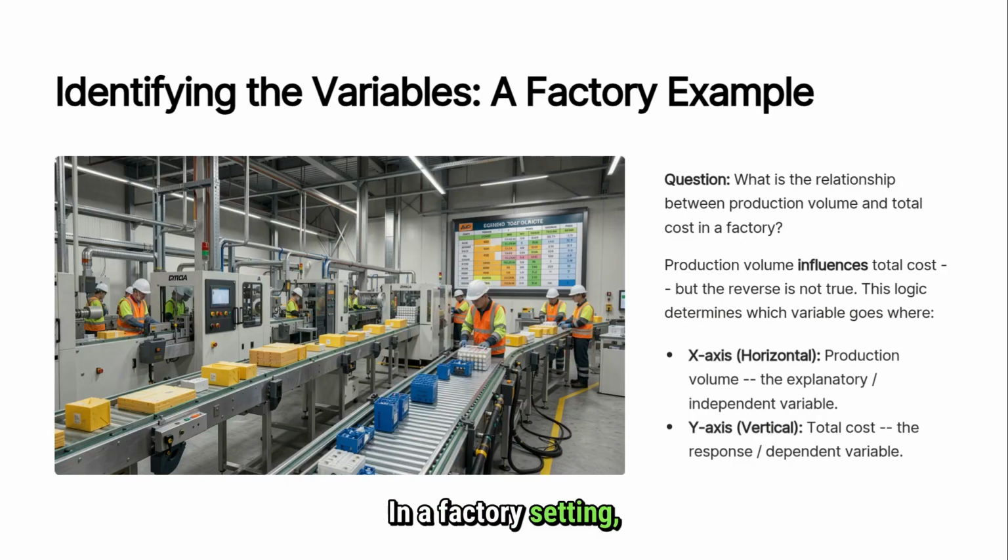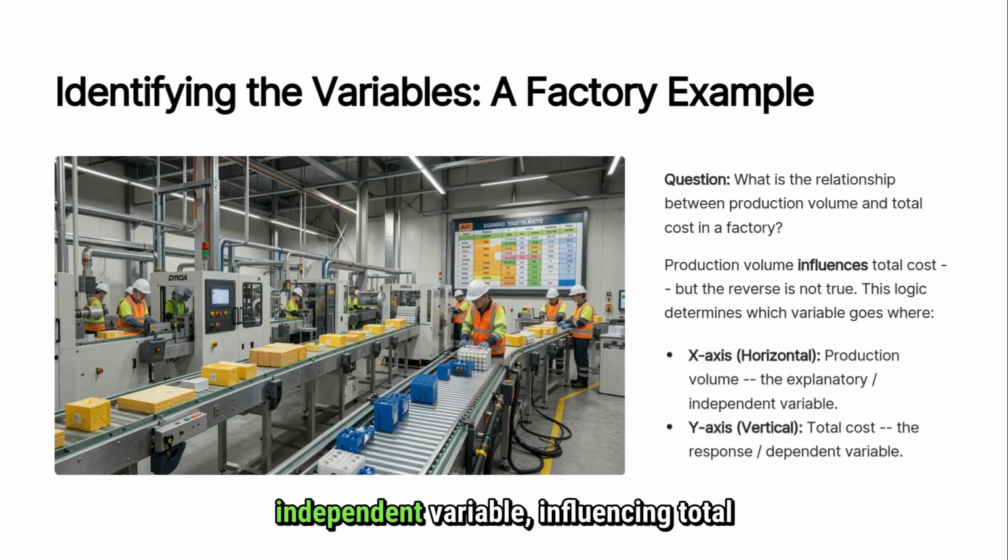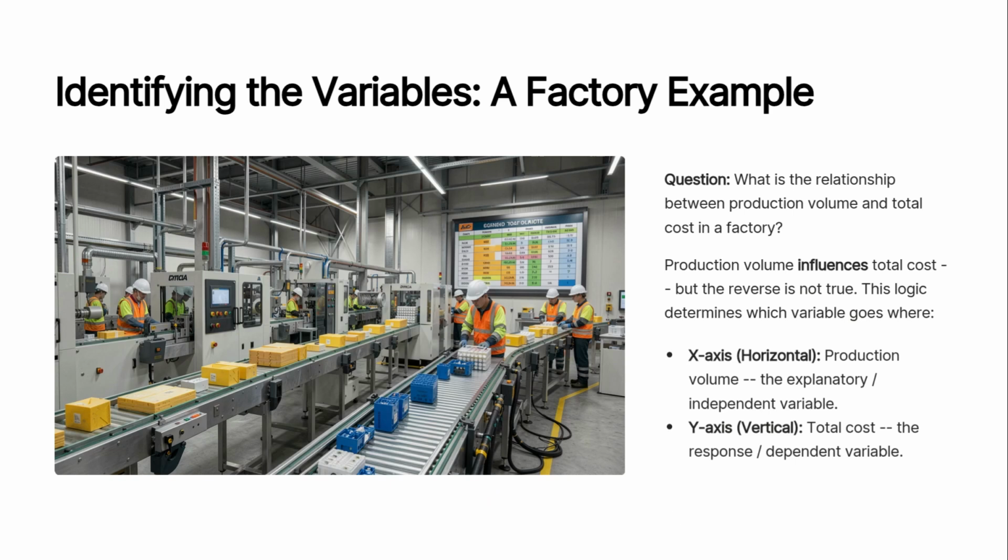In a factory setting, production volume is the independent variable, influencing total cost, the dependent variable. On a graph, production volume is on the horizontal axis, while total cost is on the vertical axis. This setup helps us analyze how changes in production volume affect total cost.